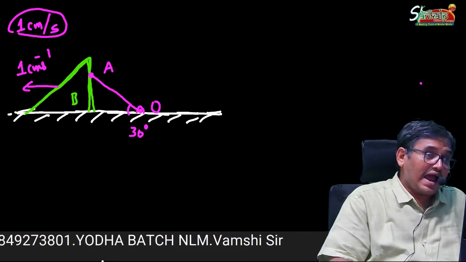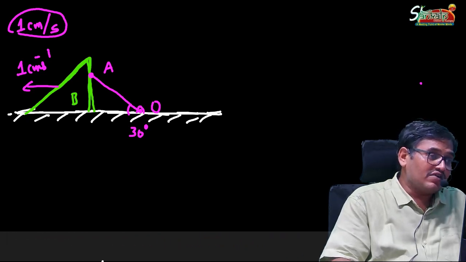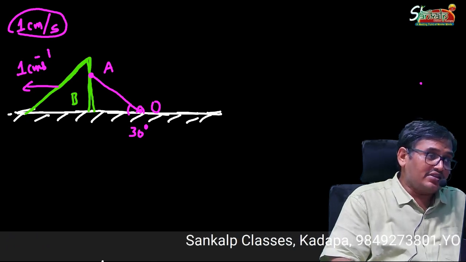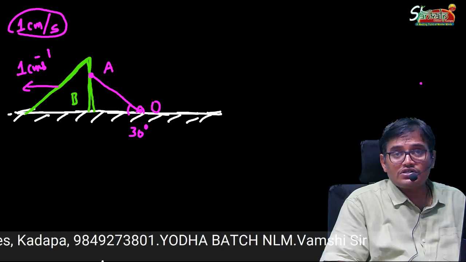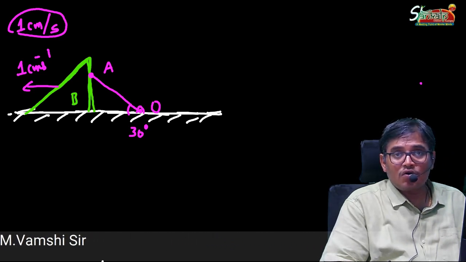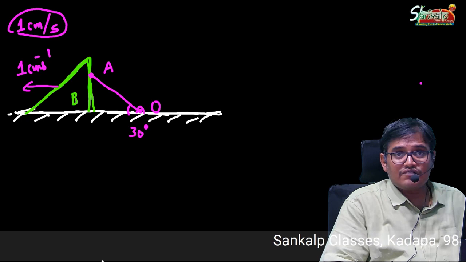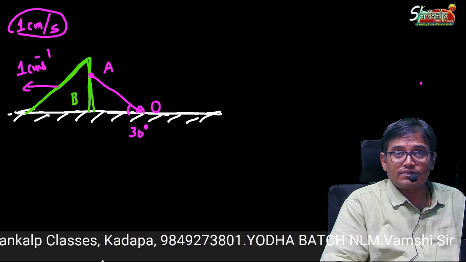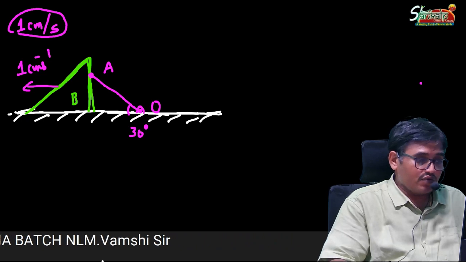But what is asked at this moment, when the rod is making 30° with the ground, is the velocity of point A. At that moment, the velocity of wedge B is 1 centimeter per second, towards the left. Then what is the velocity of point A? This is the question. Okay, I am giving 1 minute. Please make it, all of you.